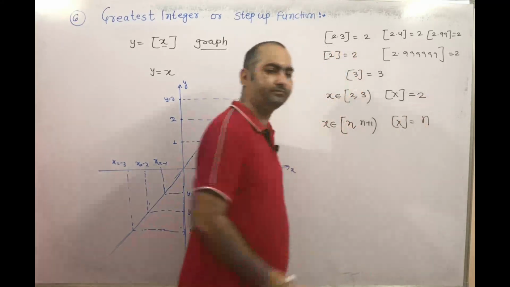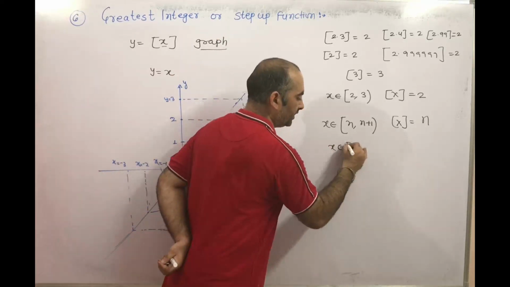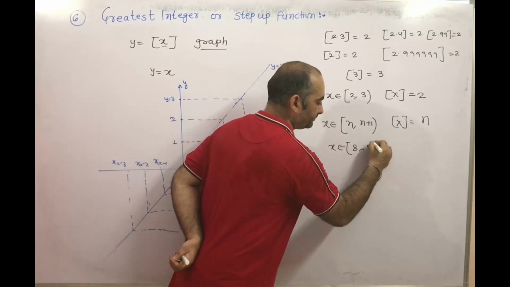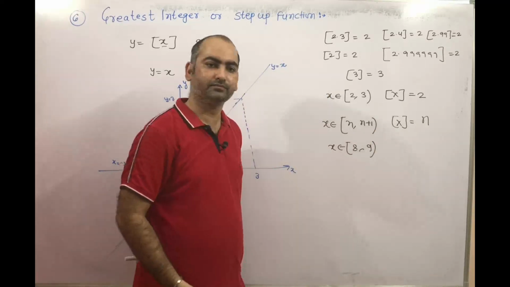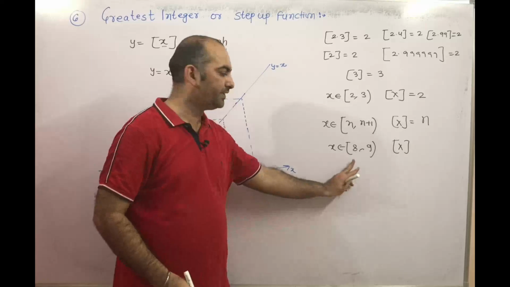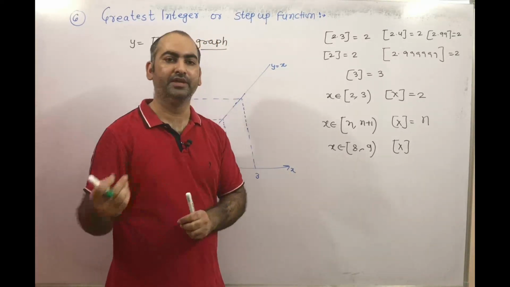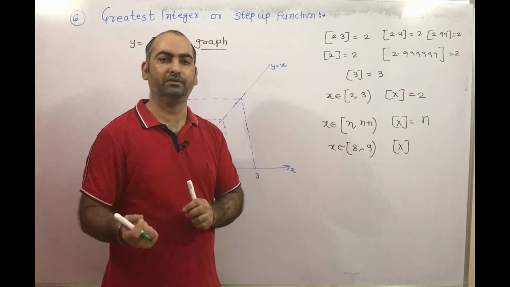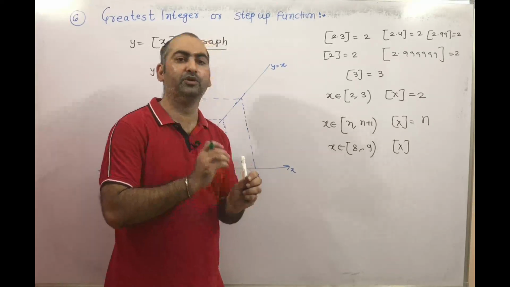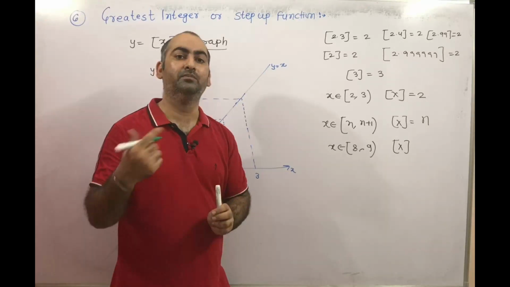n will come. Suppose x belongs to 8 to 9, with 9 open. Then greatest integer of x: greatest integer of 8 is 8 only. 8.2 is 8 only. 8.3, greatest integer is also 8 only. 8.4 also 8 only. And if I take greatest integer of 8.999, what will come? 8 only. And if I take 9, then 9 will come.